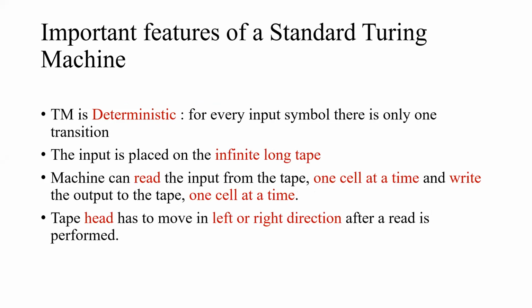And the standard Turing machine has these features: it is deterministic. Deterministic means that corresponding to every input there is only one transition. Input is placed on an infinite long tape. The machine can read the input from the tape one cell at a time and write the output to the tape one cell at a time. And the tape head can move either in left direction or in right direction.